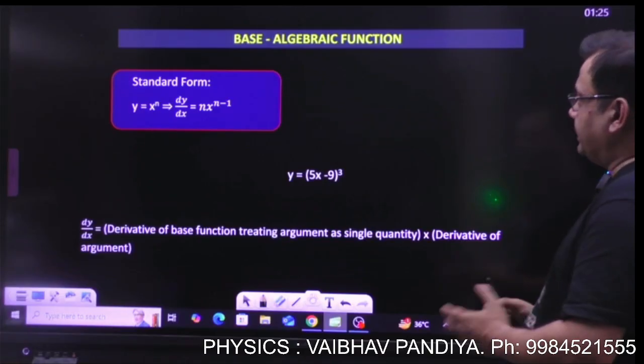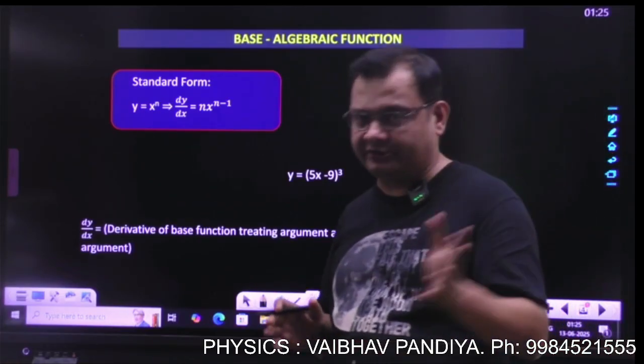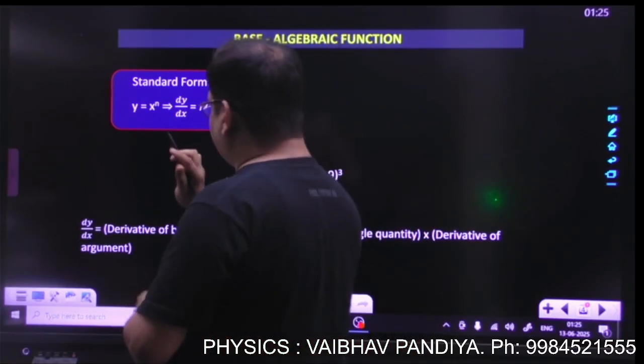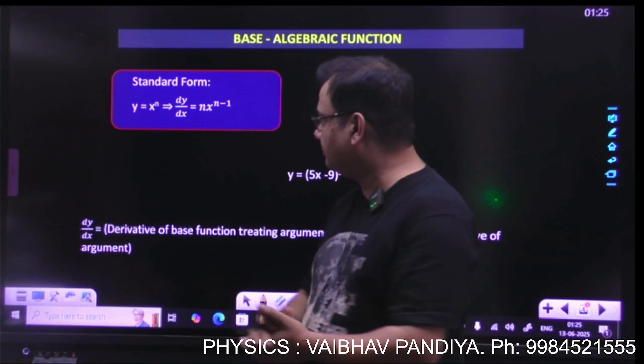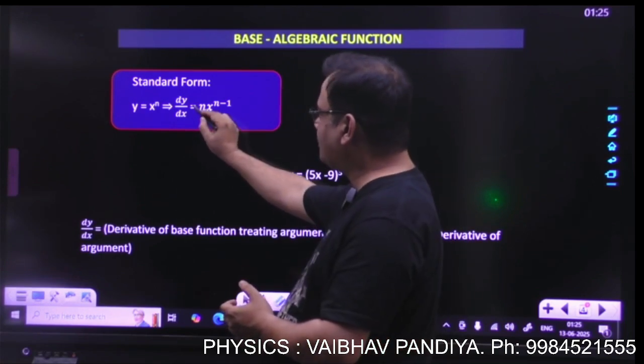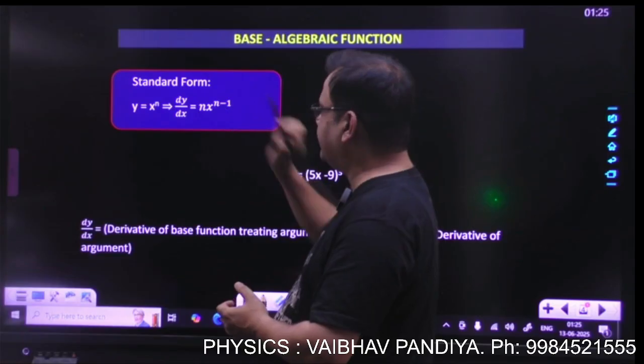Okay, so note the heading, base. Here we are taking the base function as an algebraic function. Okay, so we know the standard form. If y is equal to x index n, where n is of course some real number, then we have seen in the basic lecture of derivatives, dy by dx is what? n x power n minus 1, correct?